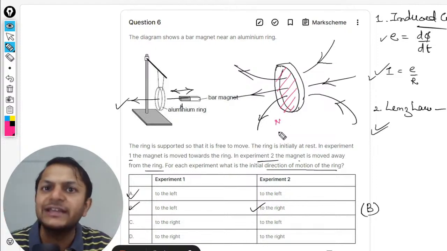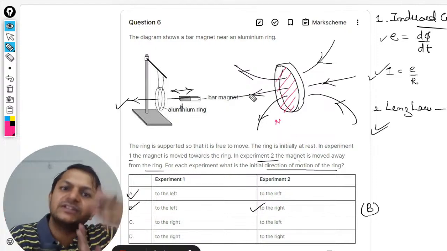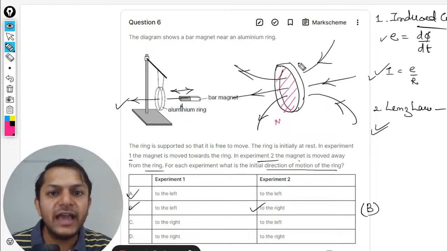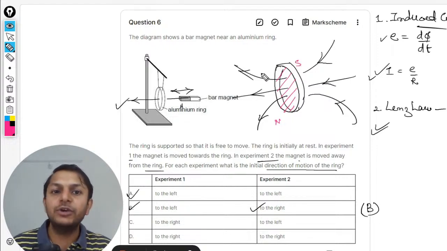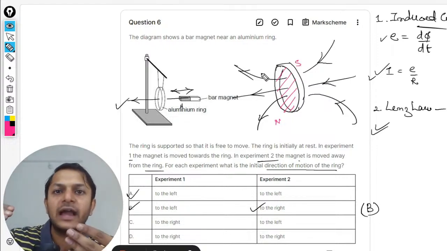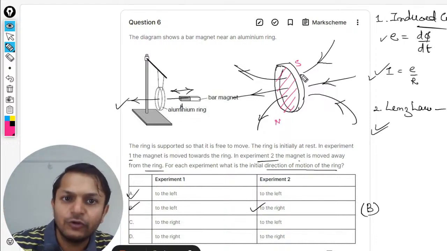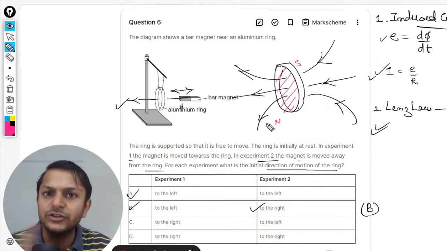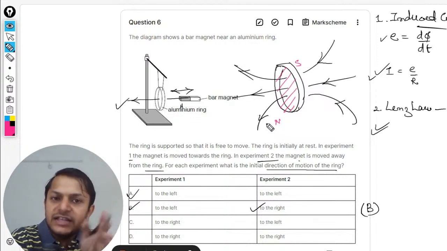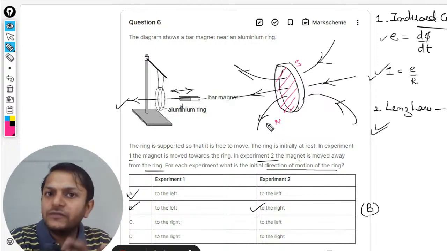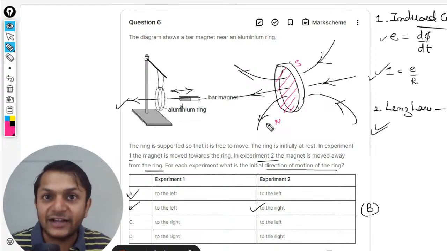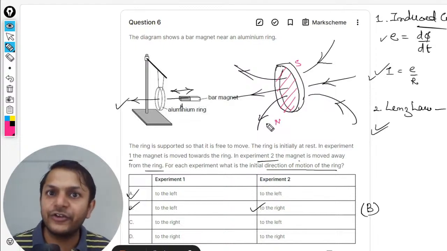So the face that I'm showing is the north face, and the face which is behind that will be acting like the south face, because magnetic field lines are entering into the ring from the backside. It means this is the south face, this is the north face. So these are the two faces. Now because of these two faces, I can say that the ring is actually no longer acting like a ring, it is now acting like a magnet.